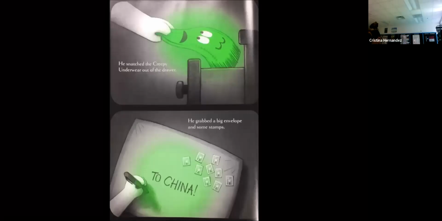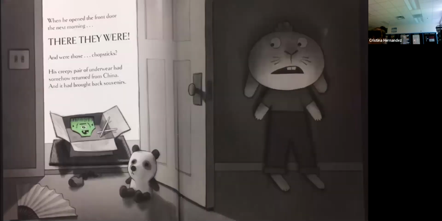He snatched the creepy underwear out of the drawer. He grabbed a big envelope and some stamps. Bye-bye, scary underwear, he said, dropping the package in the mailbox. When he opened the front door the next morning, there they were! And were those chopsticks? His creepy pair of underwear had somehow returned from China, and it had brought back souvenirs.